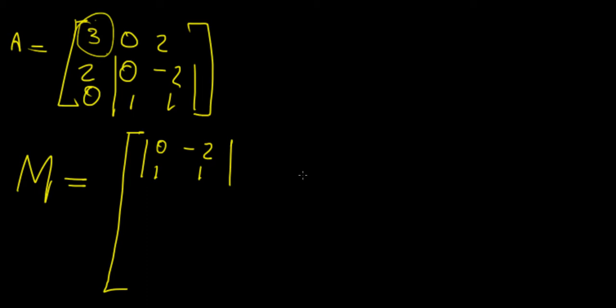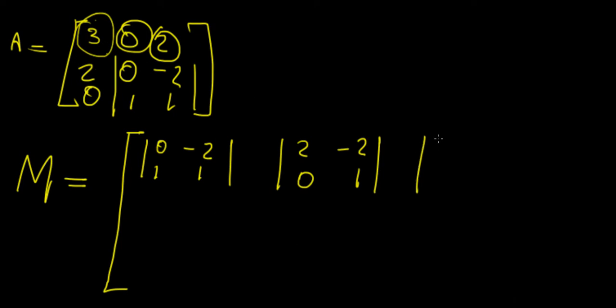Now for the second element in the first row, we're going to take this one, and basically we're going to block this column and that row, and we're going to calculate the determinant of the remaining columns, which is going to be 2, minus 2, 0, and 1. So this is what's going to be the second element in that first row. And then finally for the third column in the first row, we're going to have this element, and then we're going to block this column, block this row, and then we're going to get the determinant of the remaining columns, which is going to be 2, 0, 0, 1. Alright, so that's basically what we're going to have.